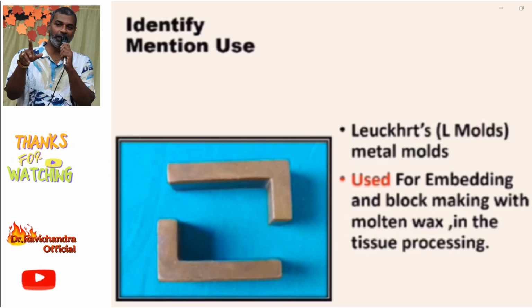Leuckhart mold or L mold. The spelling is Leuckhart. In few books, it has been written as Leuckhart's. These are metal molds used for embedding and blocking, making with molten wax in the tissue processing.